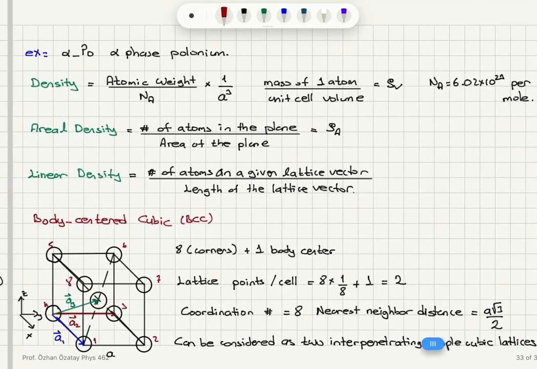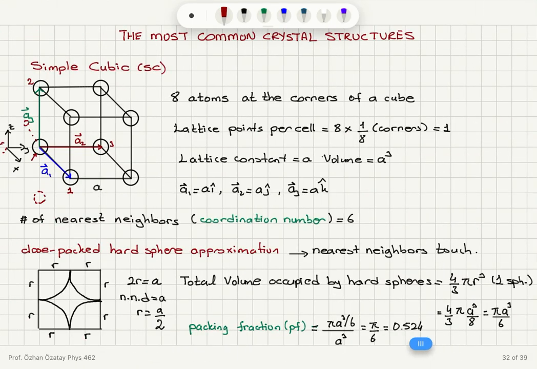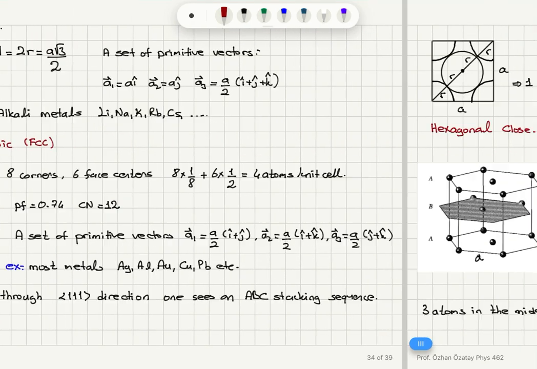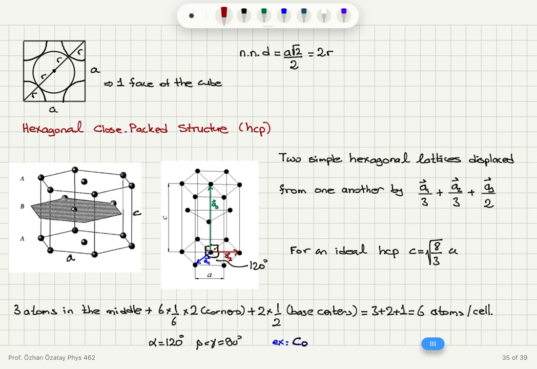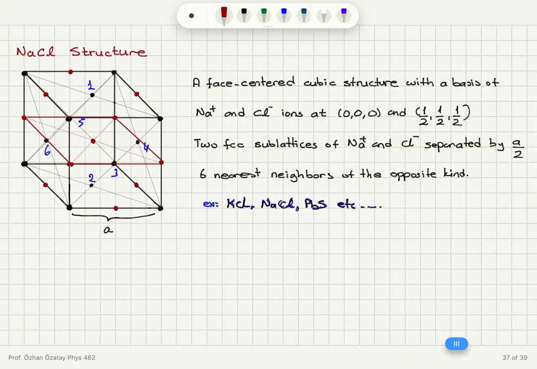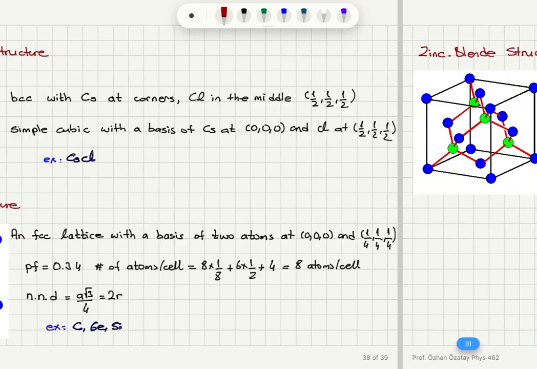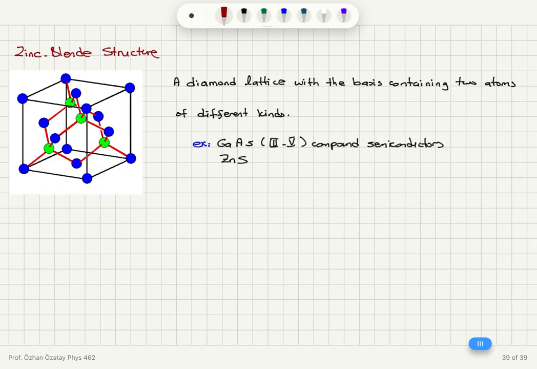Okay, so these are basically the most common crystal structures we need to be aware of: simple cubic, body-centered cubic, face-centered cubic, hexagonal close-packed structure, sodium chloride structure, cesium chloride structure, diamond structure, and also zinc blende.